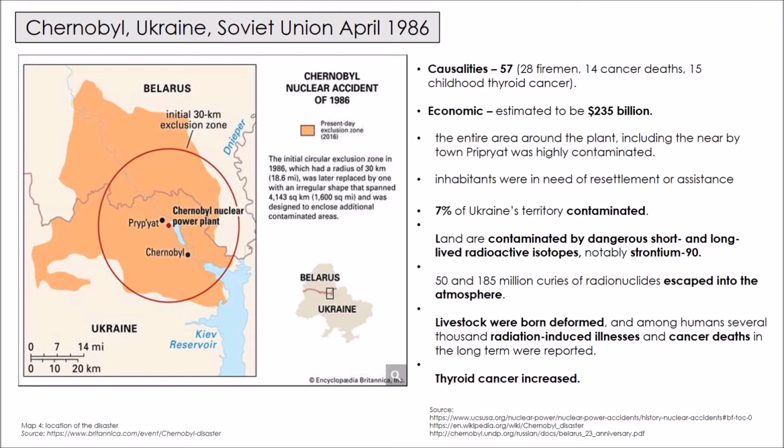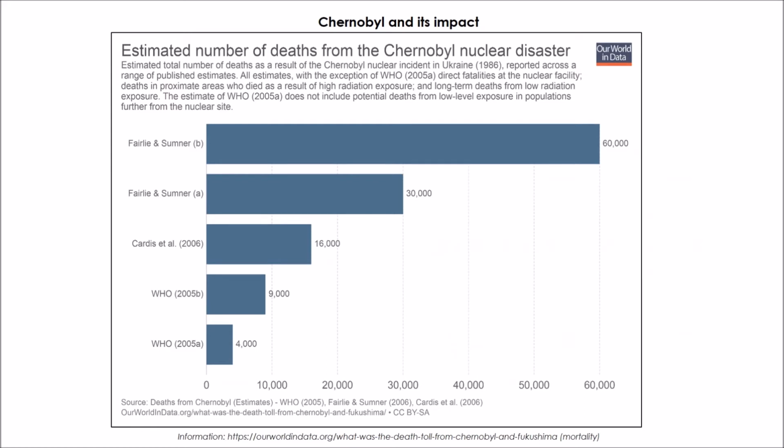There were about 57 reported deaths of firefighters, deaths due to cancer, and thyroid cancer increased in this area. Livestock were born deformed, and several thousands radiation induced illnesses and cancer deaths were reported. The economic losses were estimated to be about 235 billion US dollars.